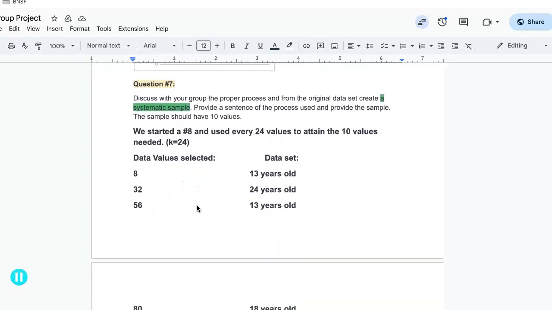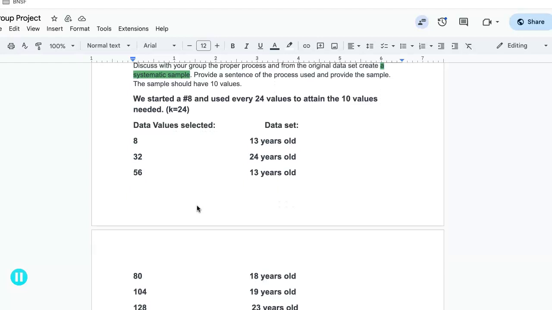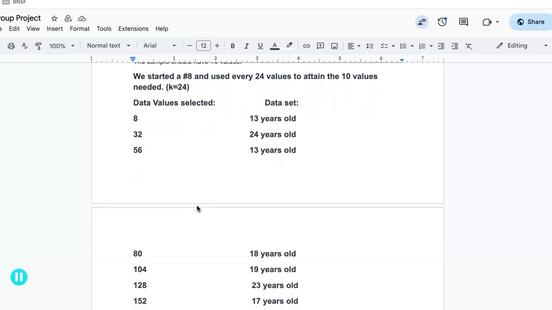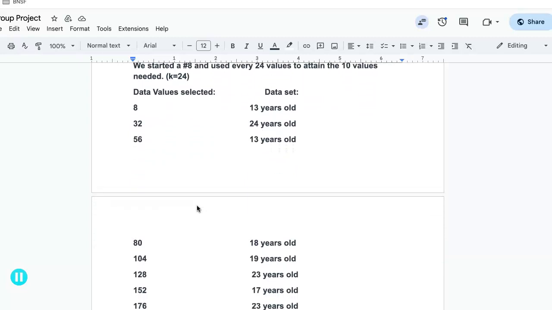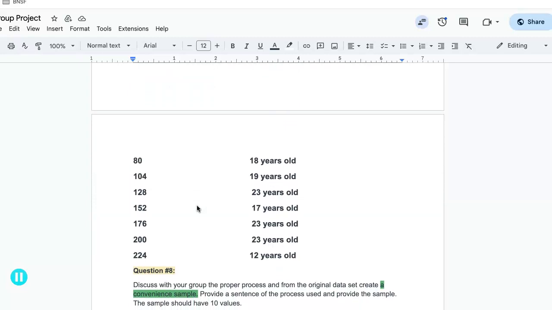For question 7, we were able to create a systematic sample with 10 values. We started at number 8, and we ended with 224.